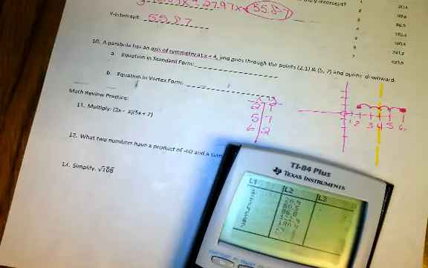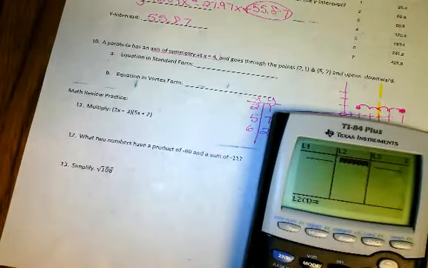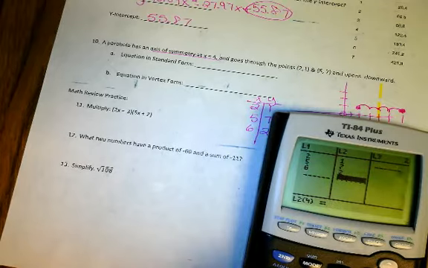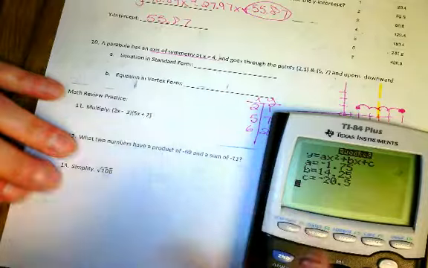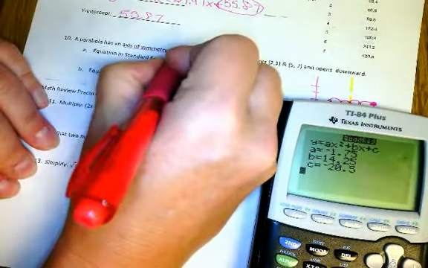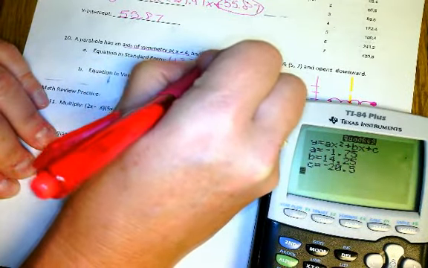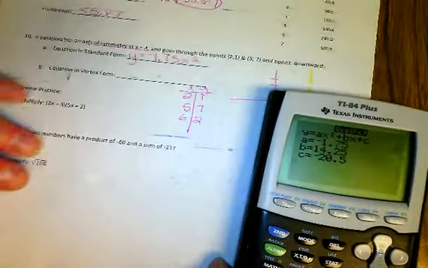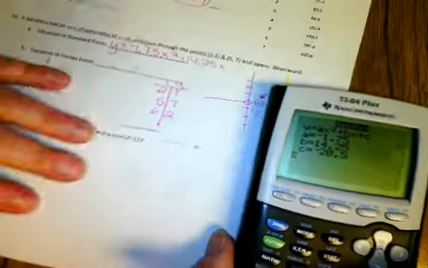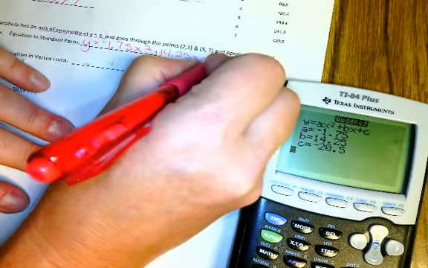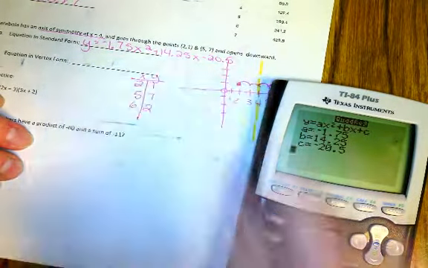All right, so I'm going to go back to stat edit. I'm going to clear all this out. Okay, and then I'm going to put in my new information. So (2, 1), (5, 7), (6, 1). So stat calc quad reg. And this is what I have. All right, so I have y equals -1.75x squared plus 14.25x minus 20.5. And remember that last number is your y-intercept.